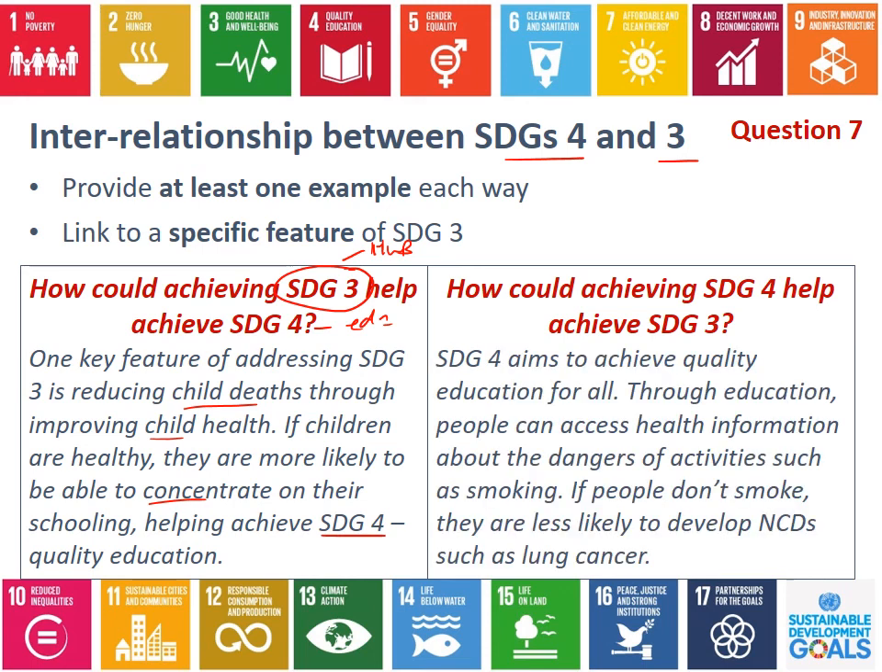The other way around, SDG 4 aims to achieve quality education for all. Through education, people can access health information about the dangers of activities such as smoking. If people don't smoke, they are less likely to develop non-communicable diseases such as lung cancer. Okay, so again, I've been able to link to specific key features of SDG 3. If you're really stuck with how to relate to a key feature, you could talk about the SDG more broadly, but in general, questions will ask you to be quite specific.